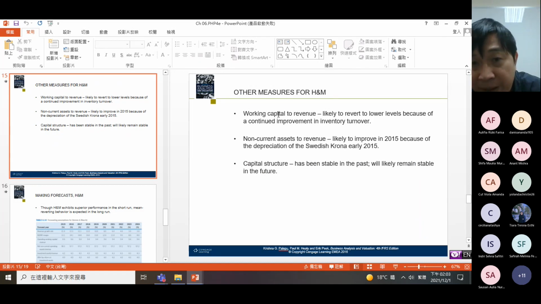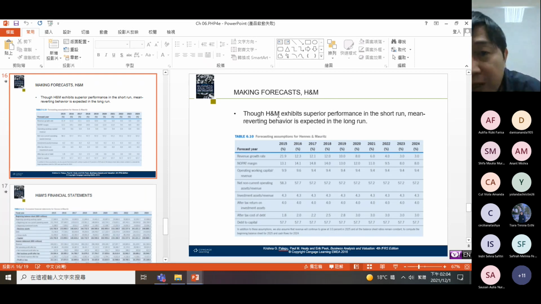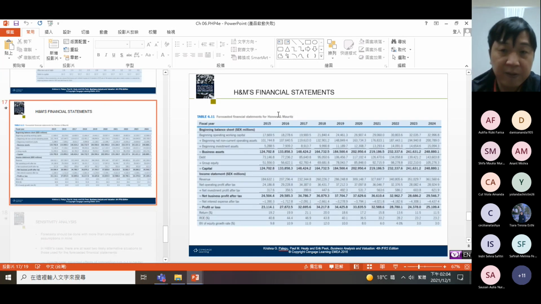Other measures for H&M: working capital to revenue is likely to refer to lower levels because of continued improvement in inventory turnover, as is non-current assets to revenue. Capital structure has been stable in the past and is likely to remain stable in the future. Make the forecast. Though H&M exhibits superior performance in the short run, mean-reverting behavior is better in the long run.